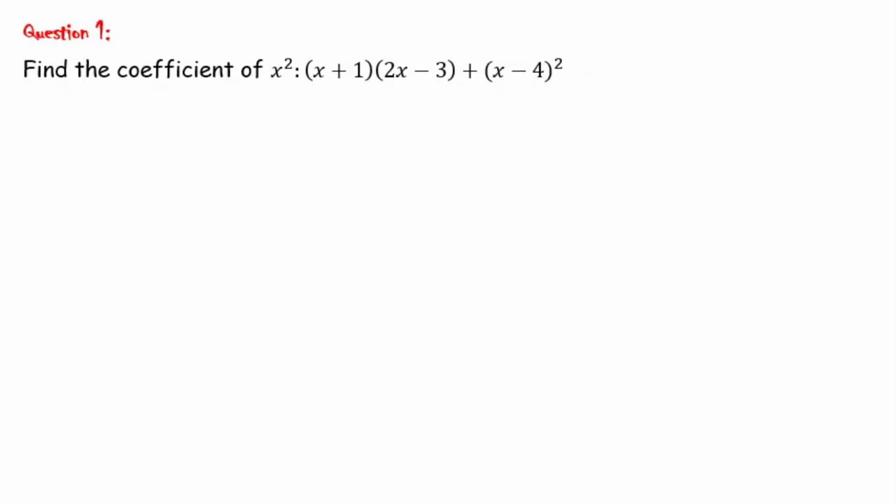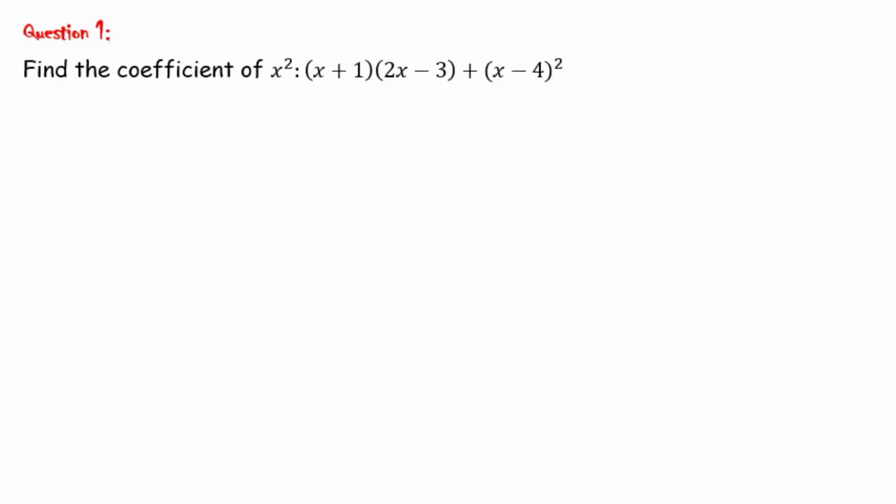We have to find the coefficient of x squared. Whenever we talk about the coefficient, we are simply saying what is the number in front of the term or expression in concern. In this case, the expression of concern is x squared. So we are asking what is going to be the number in front of x squared.